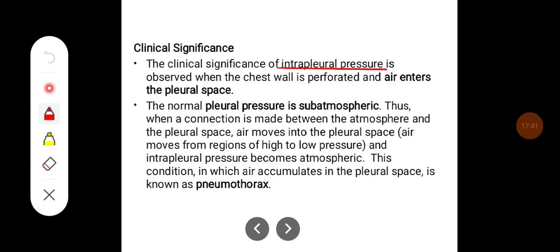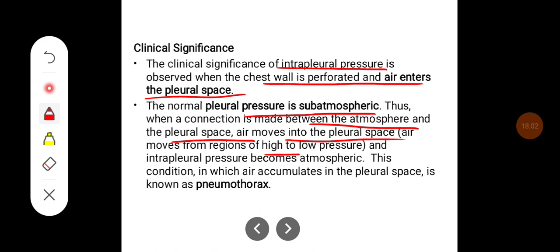The clinical significance of intrapleural pressure is observed when the chest wall is perforated and air enters the pleural space. The normal pleural pressure is subatmospheric. Thus, when a connection is made between the atmosphere and the pleural space, the air moves into the pleural space. That is, the air moves from regions of high to low pressure, and intrapleural pressure becomes atmospheric. This condition, in which air accumulates in the pleural space, is called pneumothorax.